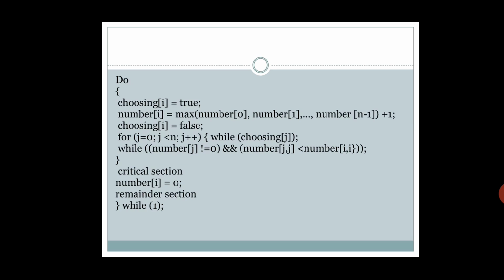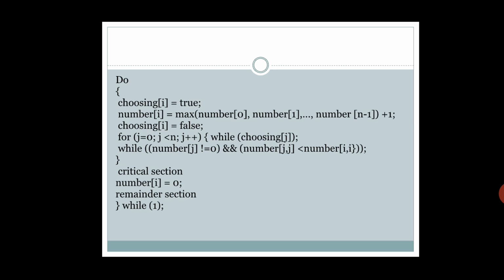With respect to code, there is a do while loop. Inside the do, you have the choosing array, and the element for whichever process you are targeting has to be set to true. And the number array also should be assigned the max of number[0] to number[n minus 1], plus 1.